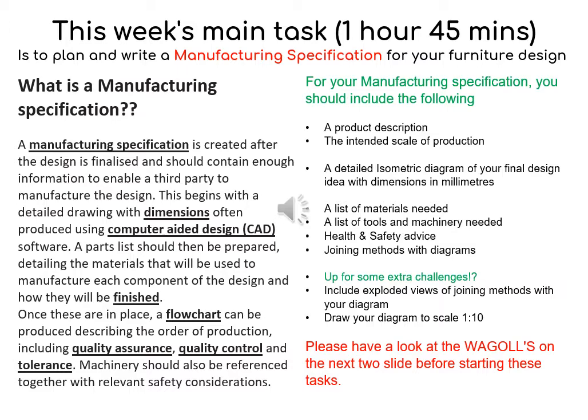So first of all, you're probably wondering what a manufacturing specification is. Okay, so I'm going to read through an example of what it means. So a manufacturing specification is created after the design is finalised and should contain enough information to enable a third party to manufacture the design.